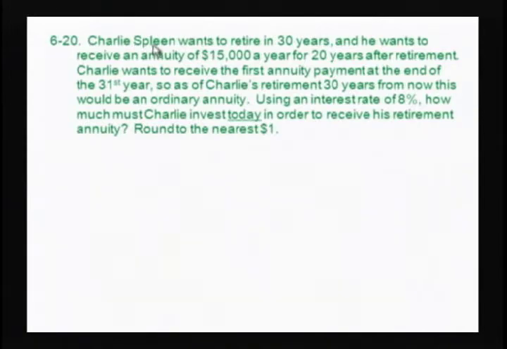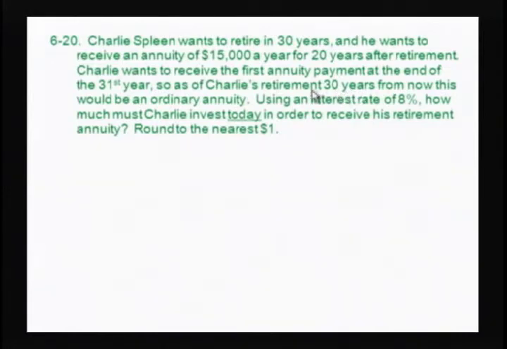Problem 620 says Charlie Spleen wants to retire in 30 years and he wants to receive an annuity of $15,000 a year for 20 years after retirement. Charlie wants to receive the first annuity payment at the end of the 31st year. So if you look as of the date of his retirement 30 years from now, that's an ordinary annuity.